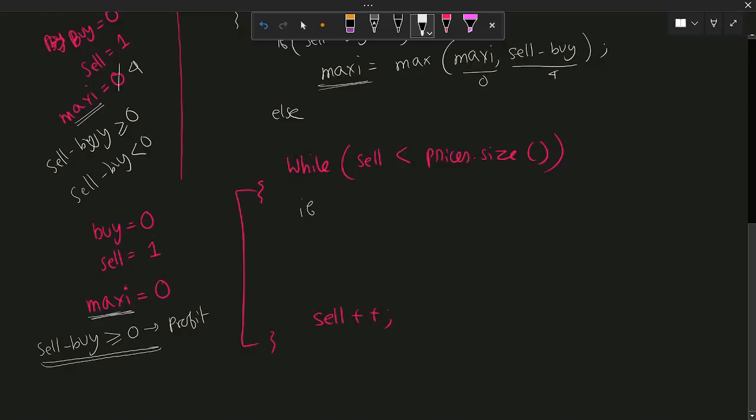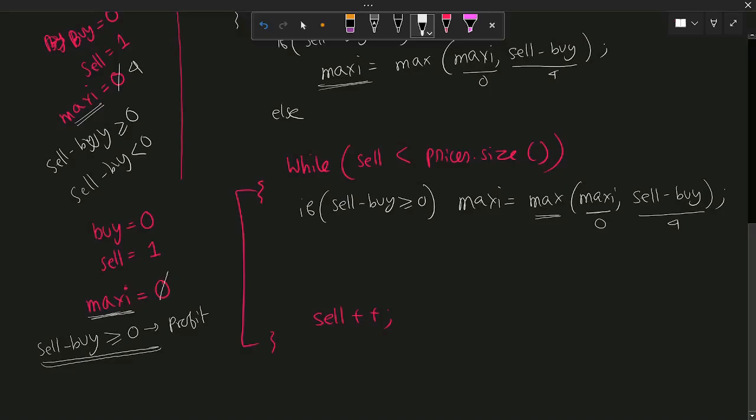So what we will do is, if sell minus buy is greater than or equal to 0, that means we have the profit. So we will put the maximum value of the maxi and the current profit, sell minus buy. So basically what this statement does is, max is the function that returns the maximum value. Initially maxi had the value 0 and sell minus buy value was 4. So the maximum of 0 and 4 will output 4, and 4 will be stored in maxi, and 0 will go and 4 will come here. And the next time when 5 comes up, 4 will be omitted and 5 will be put in maxi, right?